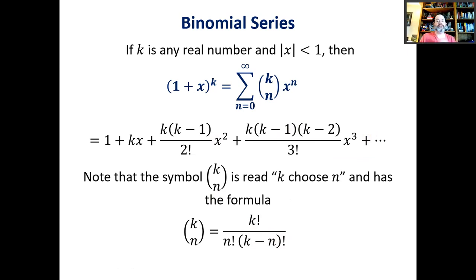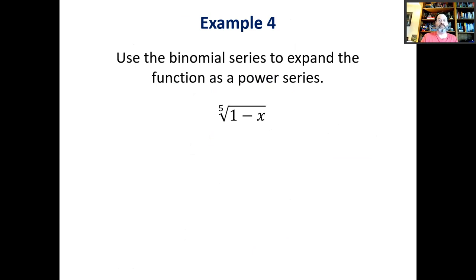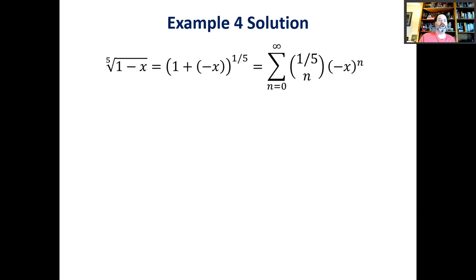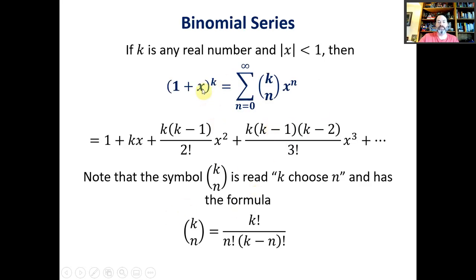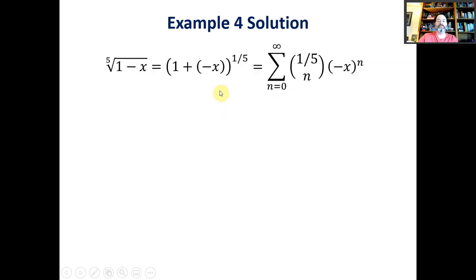All right, so let's see how to use this. Let's expand this function as a power series. Well, the fifth root of 1 minus x, you have to put it in the right form. It has to be 1 plus something to the power. And in the formula here, in the example we're doing, this is negative x. You plug negative x in here, and k is 1/5. So k is a number, so you just write 1/5 choose n, times minus x to the n. This has to be in parentheses, or you will get it wrong.